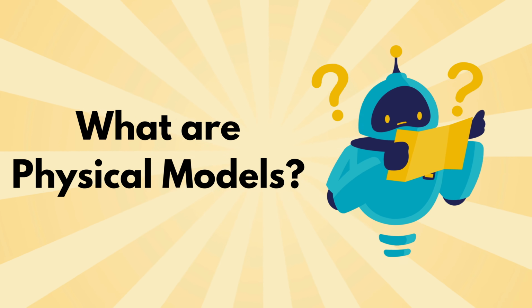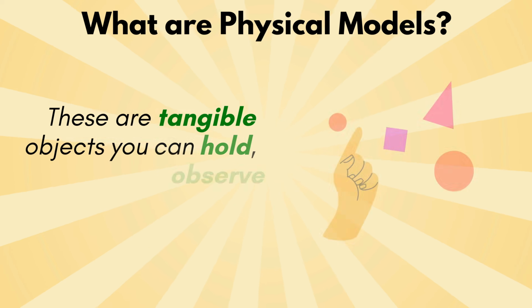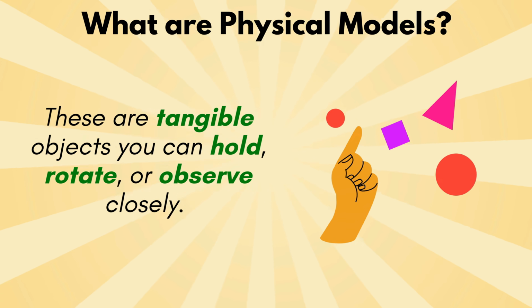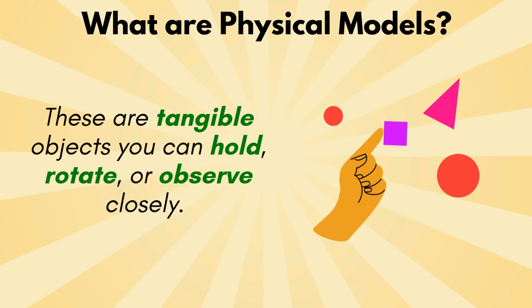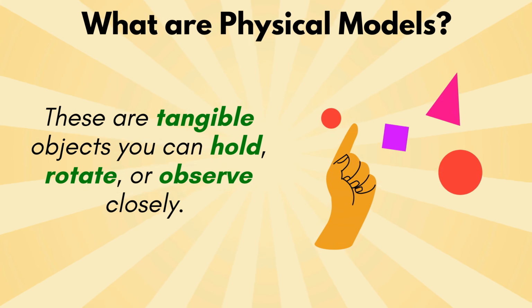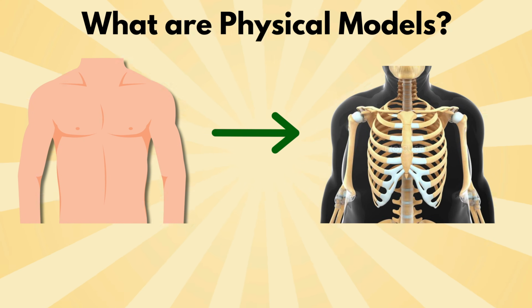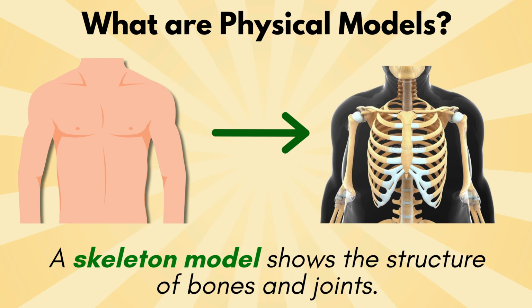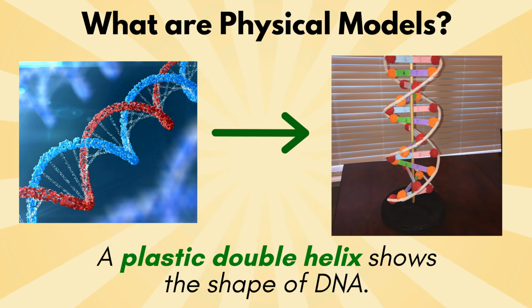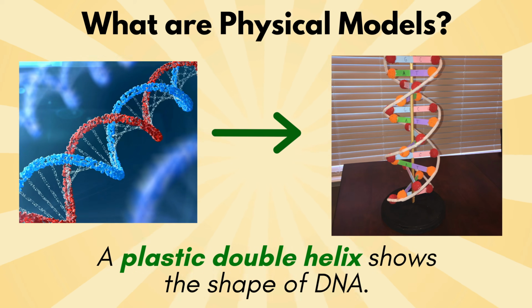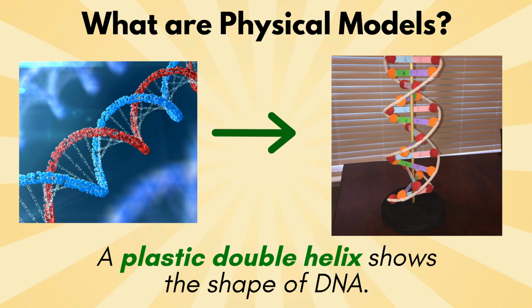First, physical models. These are tangible objects you can hold, rotate, or observe closely. For example, a globe represents the Earth. A skeleton model shows us the structure of bones and joints. A plastic double helix gives students an immediate sense of how DNA is shaped.